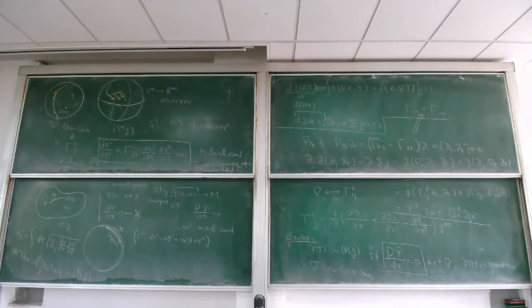No. So the metric is given. Metric is given. So the metric is given, then you can determine this Levi-Civita connection. Yeah. So there are infinitely many geodesics.